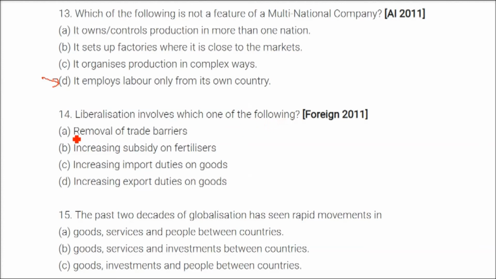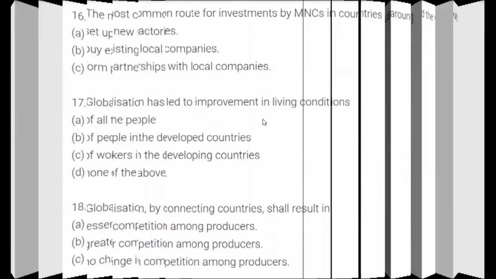Liberalization involves which one of the following? The answer is removal of trade barriers. The past 2 decades of globalization has seen rapid movements in goods, services and people between countries. Goods, services and investment between countries is also true, but goods, services and people is quite true because it is given in the text also.